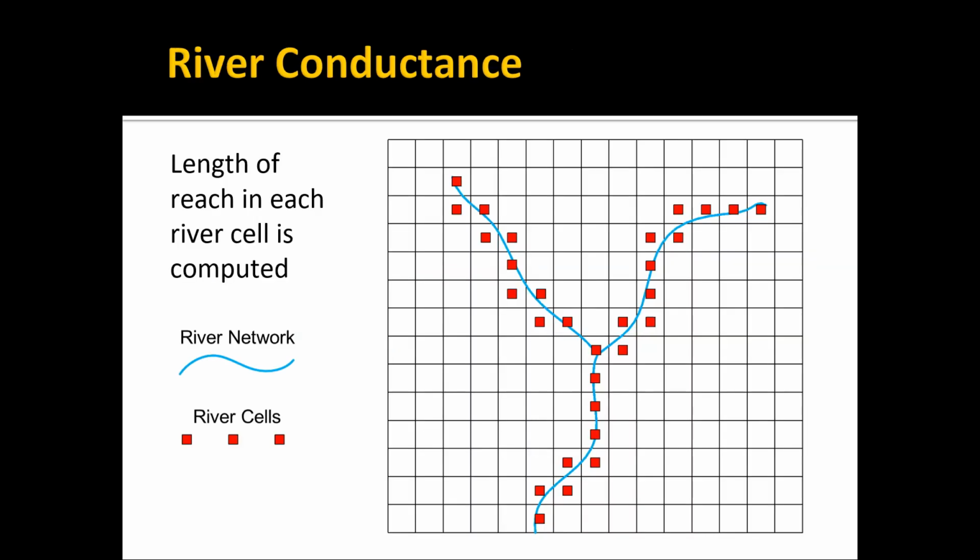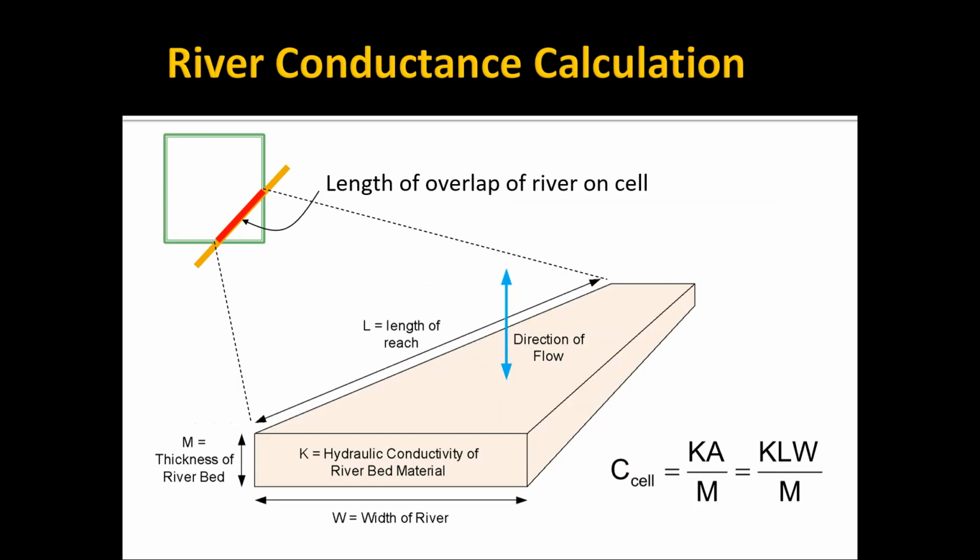The next question is, how do we come up with this conductance? First of all, you overlay your river network on your MODFLOW grid, and for every cell that is even partially overlapped by that river, you mark that as a river cell. And that becomes an individual entry into the river package input file. And then the next thing you do is for each of those cells where there's an overlap, you calculate the length of the overlap, and that becomes the length of the reach as shown here.